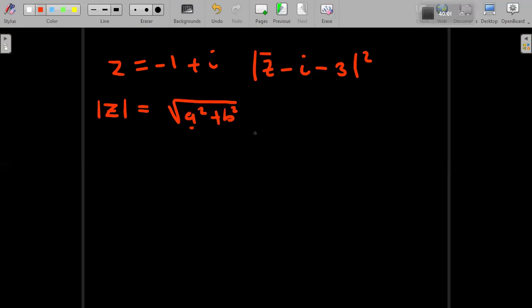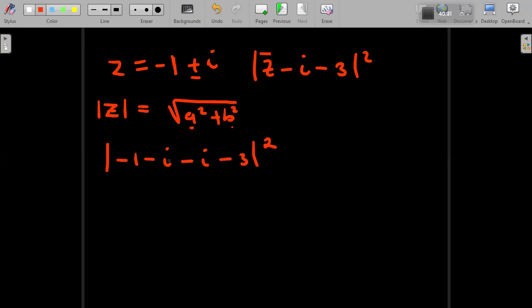So this is the real and imaginary part. Just square them like that. So you have that your z is -1 plus i, meaning your z bar will have the conjugate. So it will be the modulus of -1 minus i. Then you have minus i minus 3 like that.